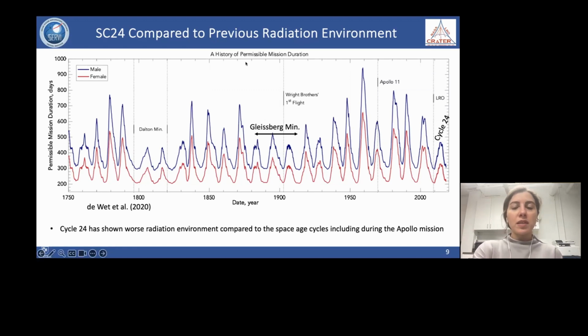So this means at least we are good for the lunar travel, and that's it.